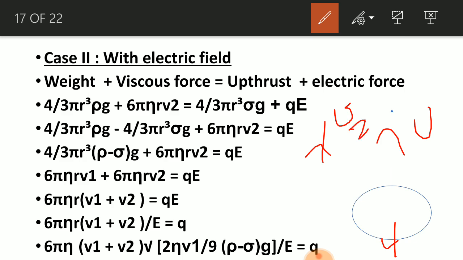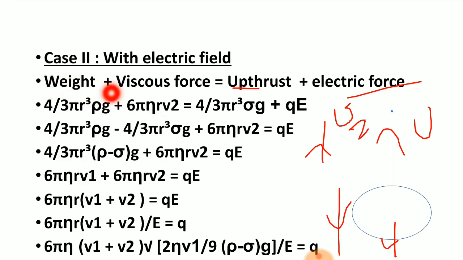Then if it is moving upward, its viscous force will be downward. So weight and viscous force are the downward forces. For the electric force we can assume that it is either upward or downward. In this case I have assumed that the electric force is upward. So two forces are in the upward direction, upthrust and electric force. Two forces are in the downward direction, weight and viscous force. This viscous force is downward because in the presence of electric field we have assumed that the oil drop is moving upward, so the viscous force should act downward.